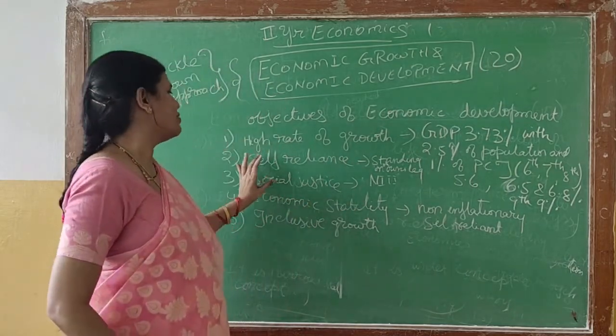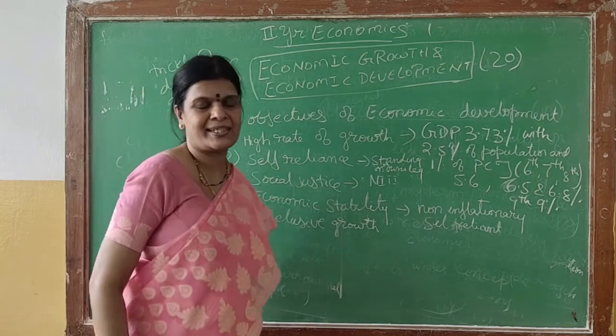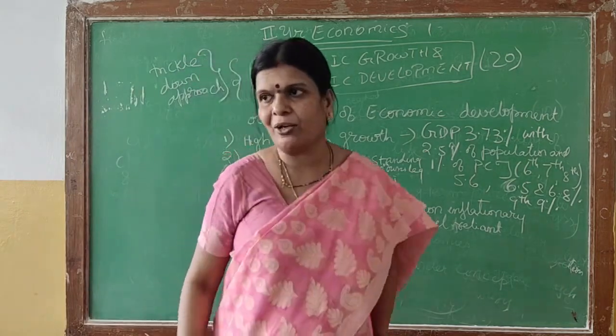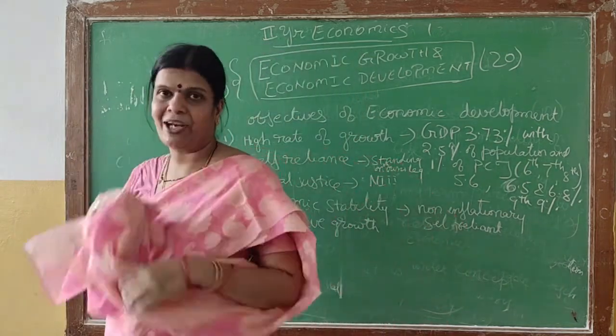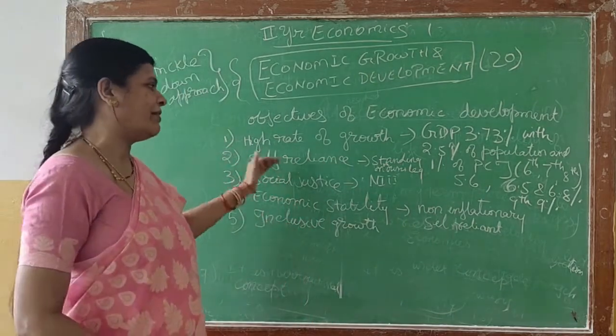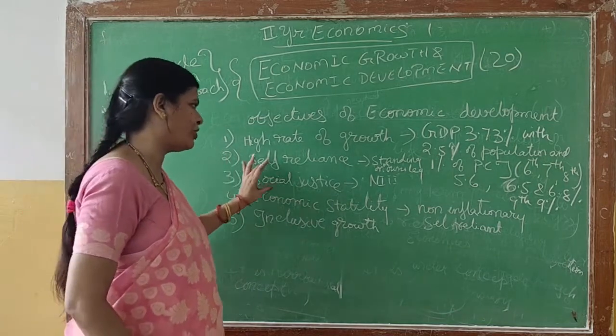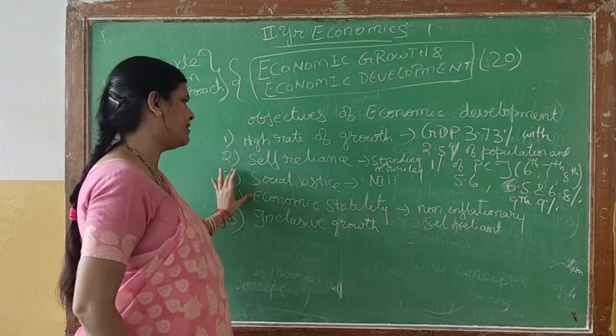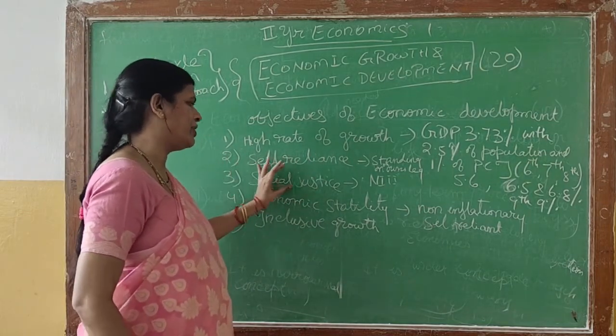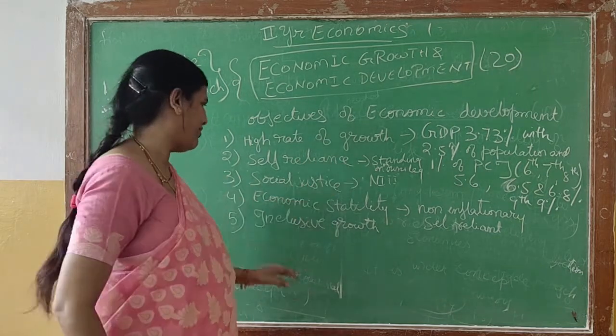And the last one is that social justice can be achieved only by development of what? Backward classes, scheduled castes and scheduled tribes. This is what social justice means, girls. Proper income, then we should reduce income inequalities.